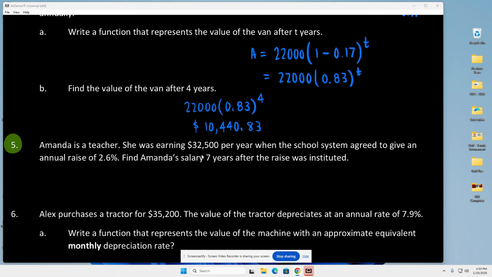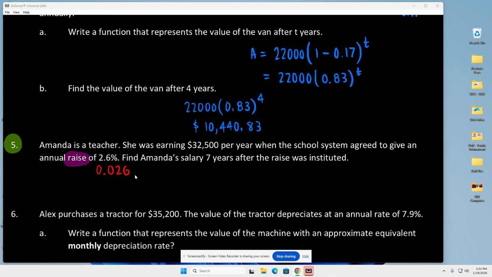Okay, number 5. Amanda is a teacher. She was earning $32,500 per year when the school system agreed to give an annual raise of 2.6%. There it is. They didn't use any fancy word. They didn't say increase. They didn't say decrease. They didn't say appreciate. They didn't say depreciate. They used the word raise. And raise means your money is doing what? Well, it's going up. So we know that this is going to be appreciation.